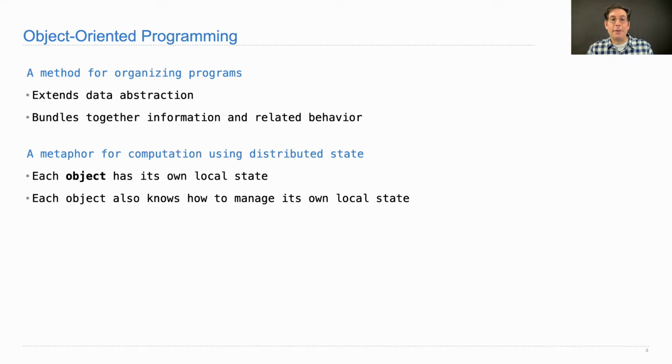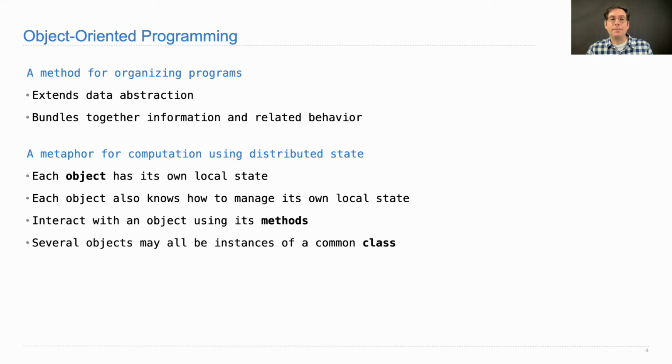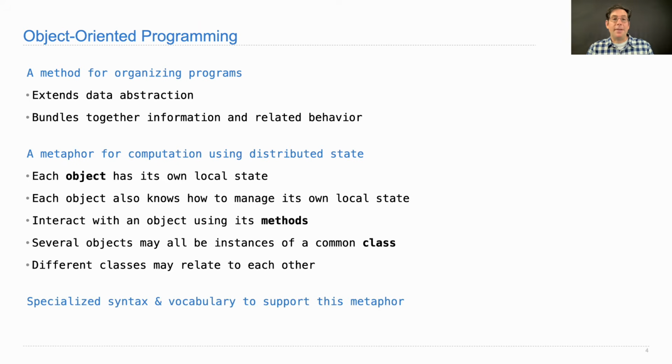Each object should know how to manage its local state, meaning that it keeps track of what changes are allowed, and the way in which you interact with an object is using what's called a method, which is a function that's particular to that kind of object. Several objects may all be instances of a common class, which is a type of object, so you can have many different lists that all behave the same, and different classes may relate to each other. Built into Python and many other programming languages are specialized syntax and vocabulary to support this metaphor.